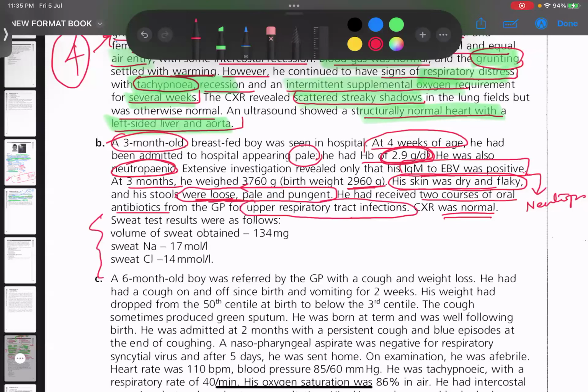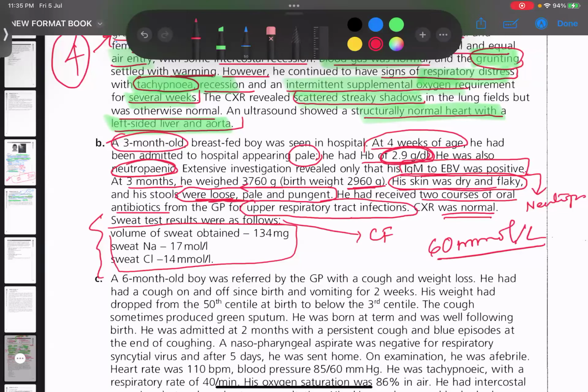So sweat test results were as follows. What is the conclusion for the sweat test? Why are we doing the sweat test? Because they are considering cystic fibrosis. In that case, more than 60 millimole per liter of chloride is indicative that it's a case of cystic fibrosis. But here, see, the level of chloride is only 14.